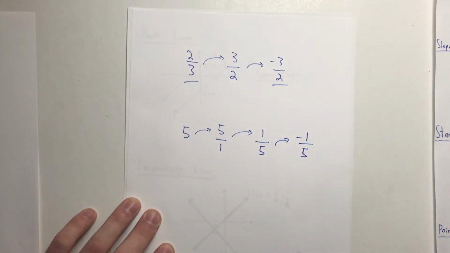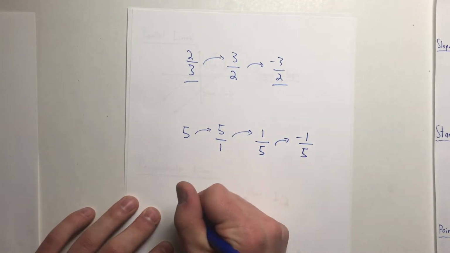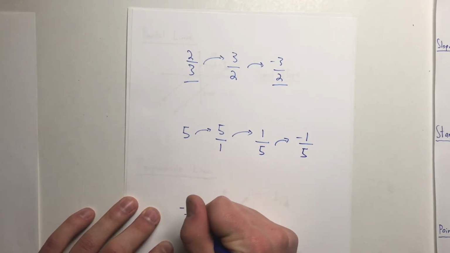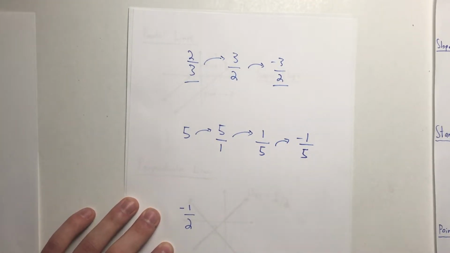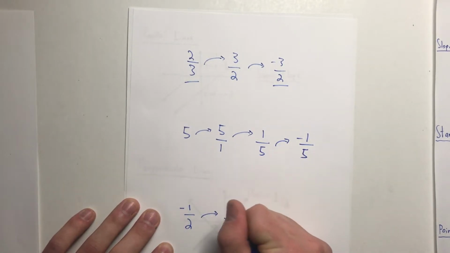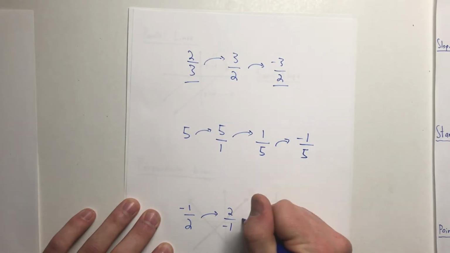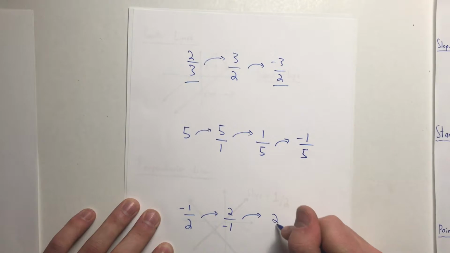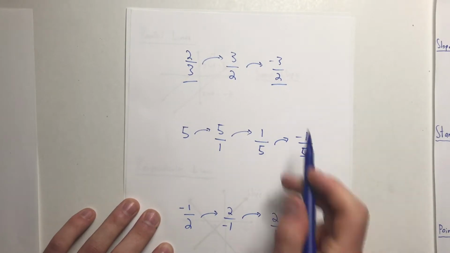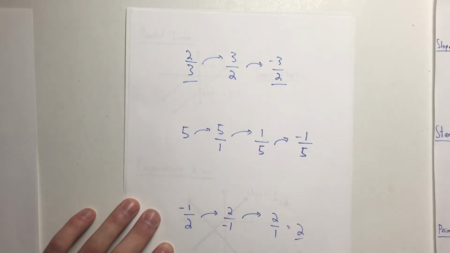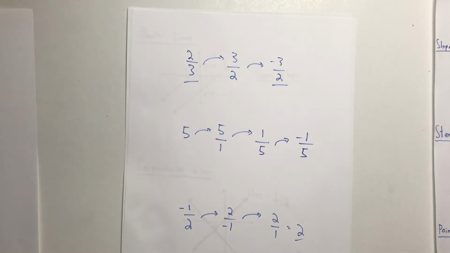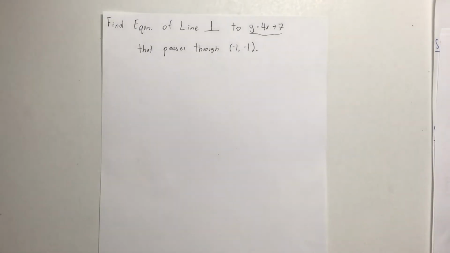so this becomes -1/5. If we do an example with a negative number, say that we have -1/2. What's the opposite reciprocal of -1/2? Well, we want to flip this fraction, so we have -2/1, and then we want to change the sign, so this is just going to be +2/1. And then of course you can always reduce these as you wish. So just a little bit on the opposite reciprocal, and then let's go ahead and solve this problem.